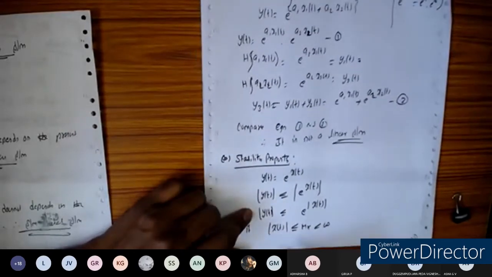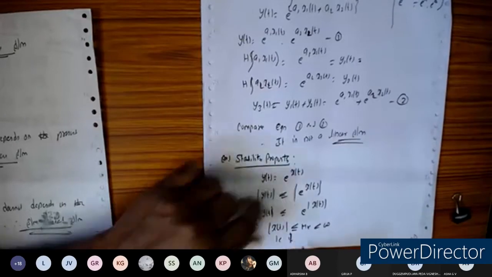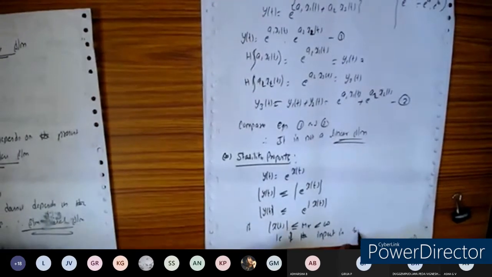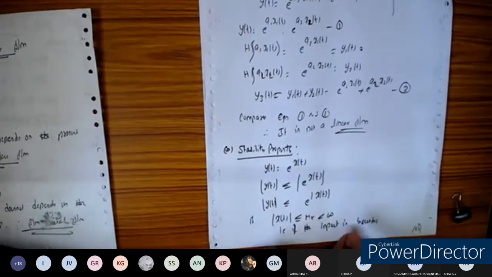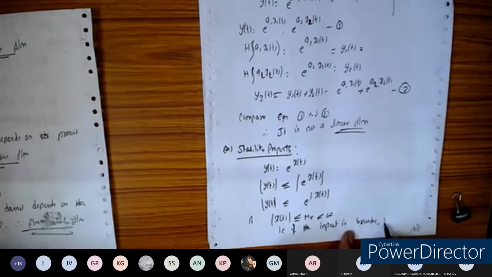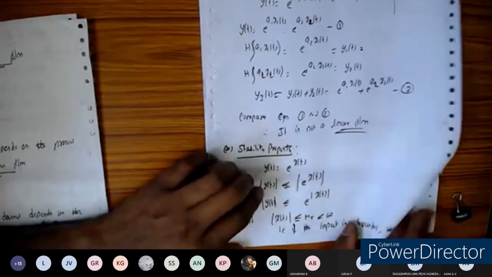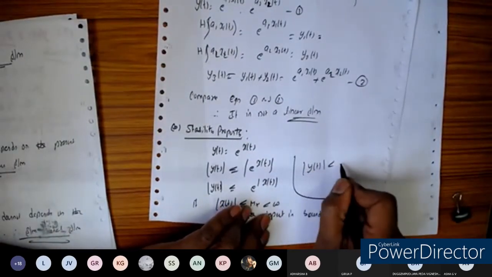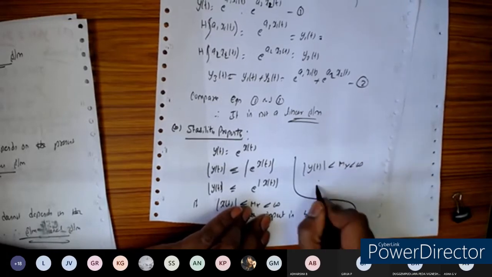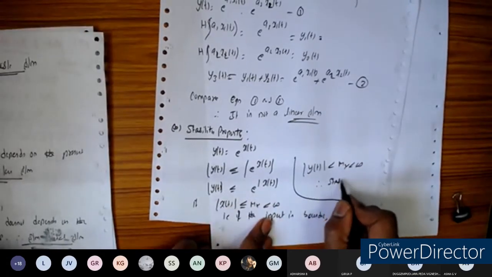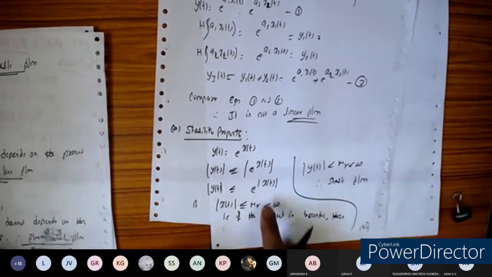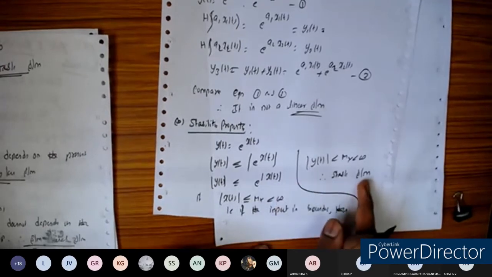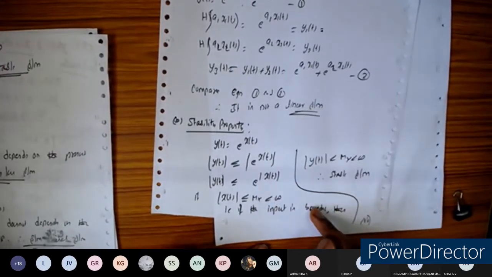if the input is bounded, means if the input is a finite quantity, then y of t is also bounded here. So the magnitude of y of t is less than or equal to my, which is less than infinity. So it will be a stable system. For example, if x of t is equal to 10, 20 or 100, then this will be a finite quantity. Otherwise, it will not be a stable system.